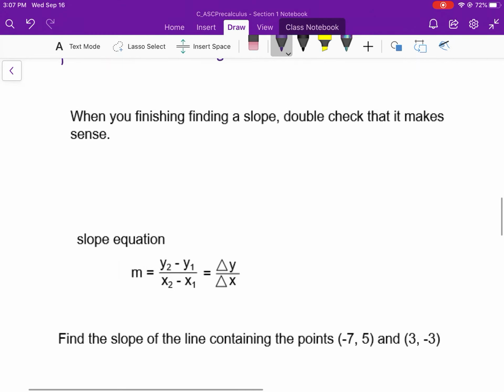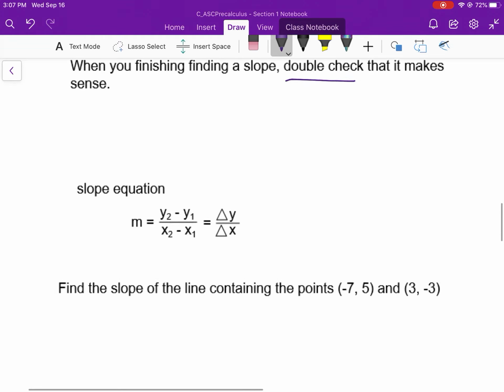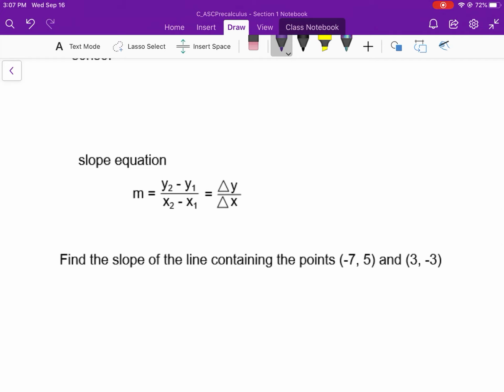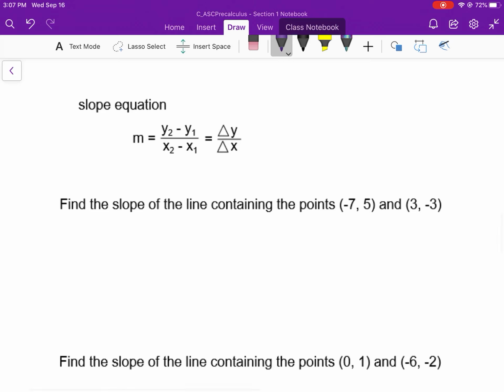Okay, all right. So remember, always double check, make sure that it makes sense. All right, so here's my slope equation. I know you remember this one, y2 minus y1 over x2 minus x1. Sometimes we call it delta y over delta x. So when you're doing 2 points, it doesn't matter which one is 1 and 2. It matters which one you start with. So x1, y1, x2, y2. So my formula is y2 minus y1 over x2 minus x1.